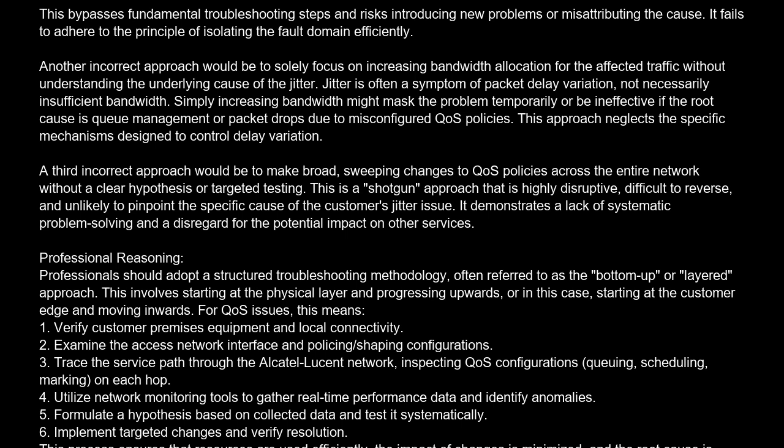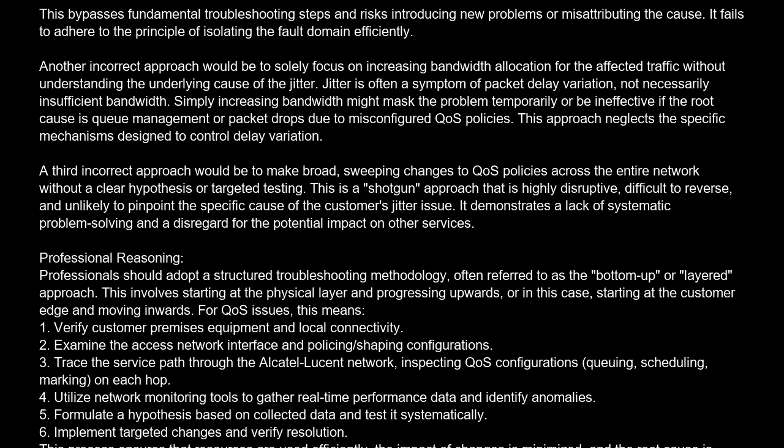other services. Professional reasoning. Professionals should adopt a structured troubleshooting methodology, often referred to as the bottom-up or layered approach. This involves starting at the physical layer and progressing upwards, or in this case, starting at the customer edge and moving inwards. For CoS issues, this means: 1. Verify customer premises equipment and local connectivity. 2. Examine the access network interface and policing/shaping configurations.